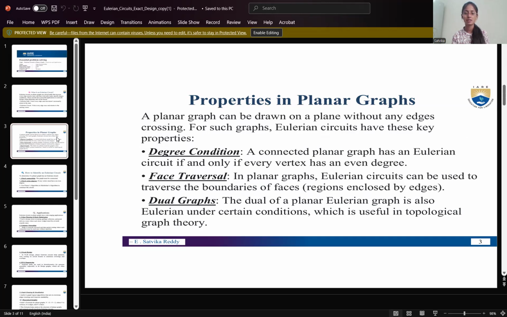Degree conditions: a connected planar graph has an Eulerian circuit if and only if every vertex has an even degree. Face traversal: in planar graphs, Eulerian circuits can be used to traverse the boundaries of the faces, the regions enclosed by the edges. Dual graphs: the dual of a planar Eulerian graph is also Eulerian under certain conditions, which is useful in topological graph theory.